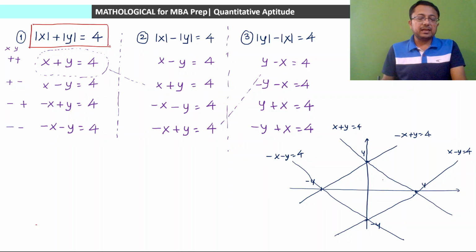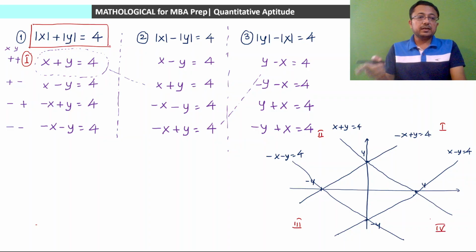When both x and y are positive, that is in the first quadrant. X positive and y negative is in the fourth quadrant. This is our first quadrant, this is the second quadrant, this is the third quadrant, and this is our fourth quadrant.